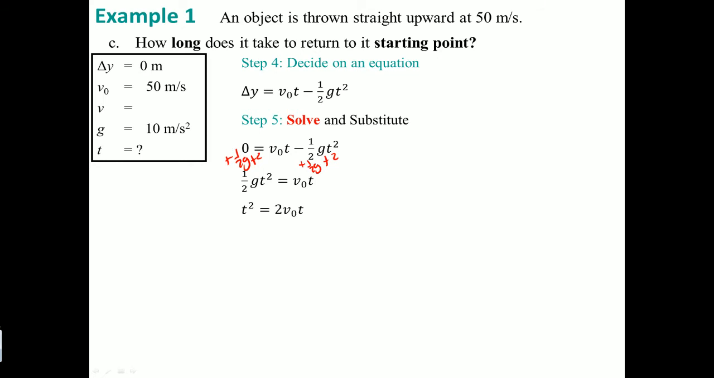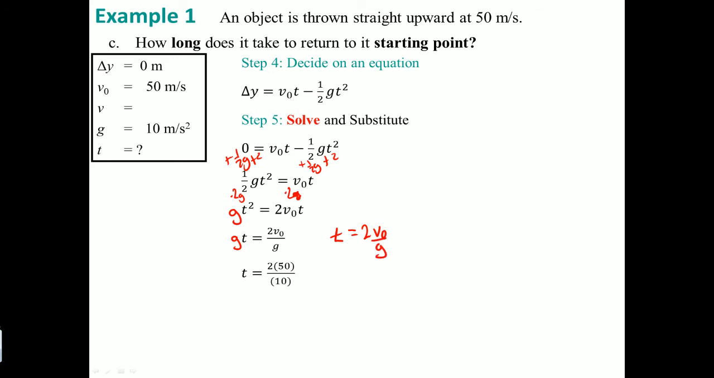Now I multiply by 2 to both sides. There should still be a g here. Now I divide by the g. Once I divide by the g, I get t. In the end, you should get t is equal to 2v naught over g.